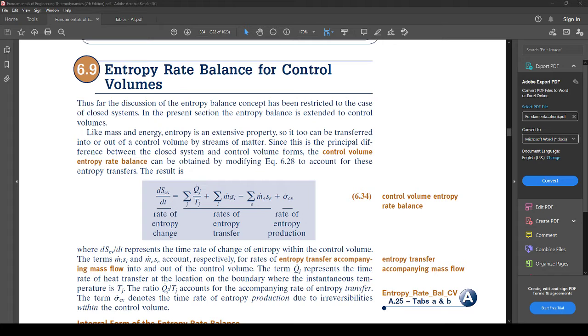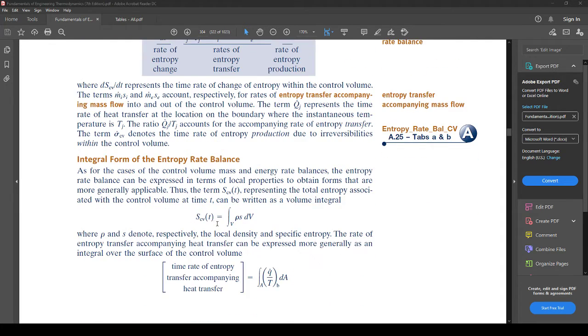And it says, where dS_CV/dt represents the time rate of change of entropy within the control volume. The terms m_i s_i and m_e s_e account respectively for the rates of entropy transfer accompanying the mass flow rate into and out of the control volume. Q represents the time rate of heat transfer at the location on the boundary where the instantaneous temperature is T_j. The ratio Q over T_j accounts for the accompanying rate of entropy transfer. The term sigma_CV denotes the time rate of entropy production due to irreversibilities. So it didn't really change much.